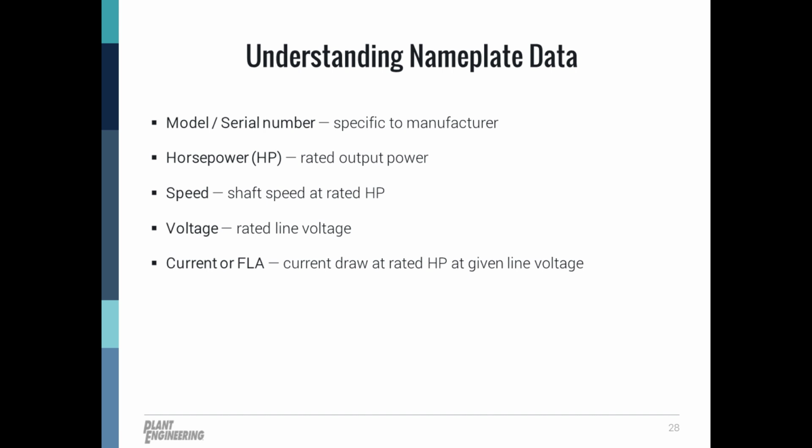Next, you will see the output rating, which is listed here as HP for horsepower or kW for kilowatts. You will see the speed, which is normally notated as RPM, simply meaning revolutions per minute. And the speed and output power are both always important when troubleshooting a problem, or if you're just simply looking to calculate the torque value of the motor.